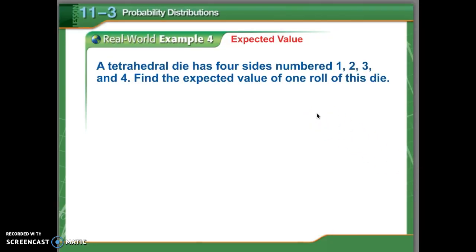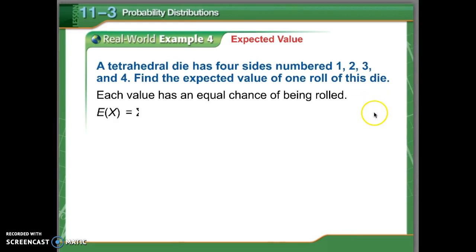So for example 4, we're going to calculate expected value. This scenario is a tetrahedral die, meaning tetra, meaning 4, has 4 sides numbered 1, 2, 3, and 4. Find the expected value of one roll of this die. So if you think about something that has 4 possible outcomes, what's the probability of each of the outcomes? Well, the probability should be 1/4. So 1/4 of the time we should be able to roll a 1. 1/4 of the time we should be rolling 2 or 3 or 4.